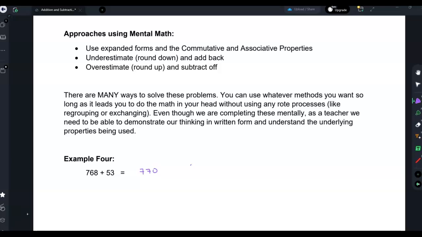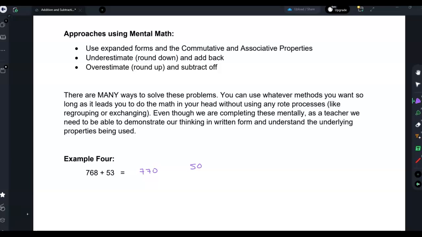53, that's close to 50, right? Now, if I'm going to write this down, I want to be careful that I don't write that that's equal to 770 plus 50, because those two things are not equal, right? But this is kind of the process I'm doing in my head. So let me talk through this in my head and then I'll write it down.